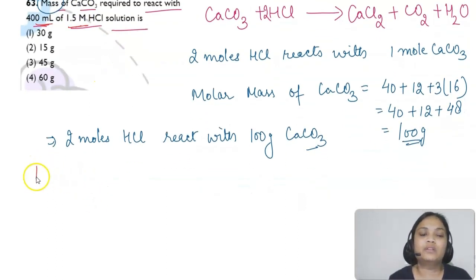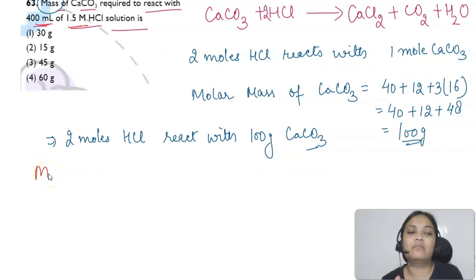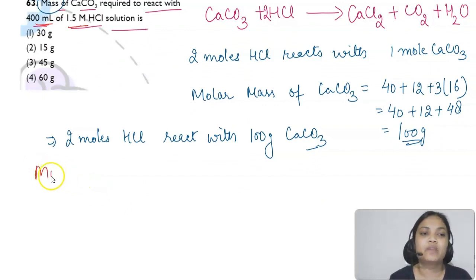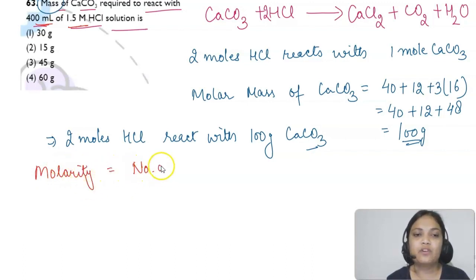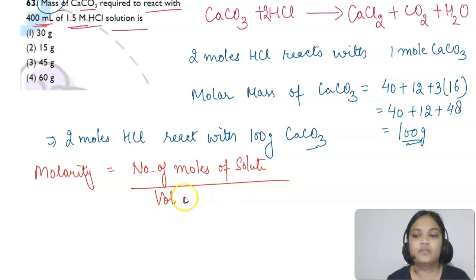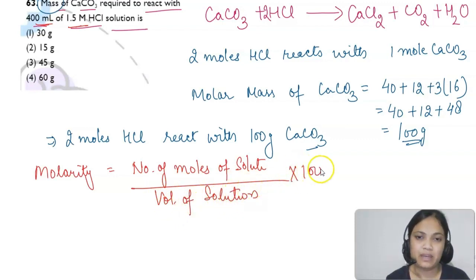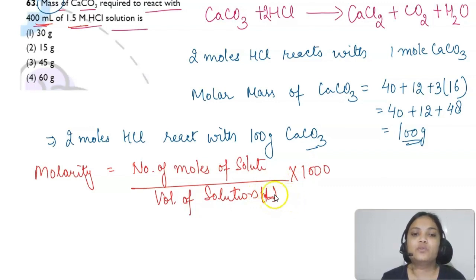So, students, from here I need to find out how many moles of HCl there are. The formula for molarity is the number of moles of solute upon the volume of solution in liters. If the volume is in milliliters, then I have to multiply by 1000. If it is in liters, then it's okay. So the volume is in milliliters.